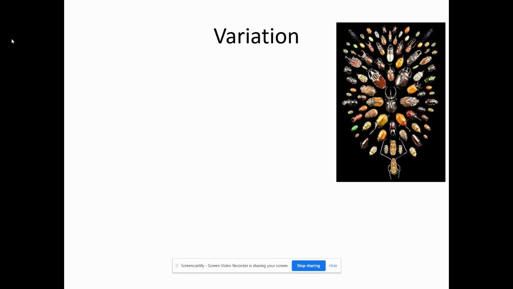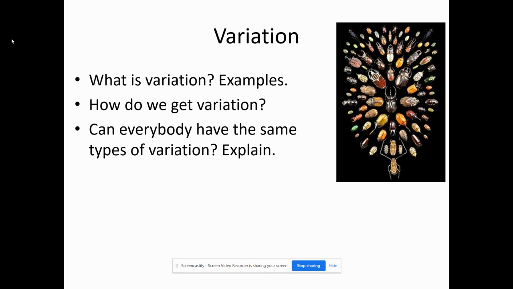So some of the questions we'll be addressing in this unit are: what is variation? What examples can you come up with? Where did that variation come from? Again, looking at all these beetles, how is it that we have so many different types of beetles out there, and where did they all come from? How do we have that?